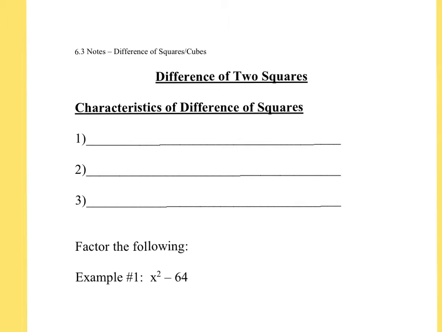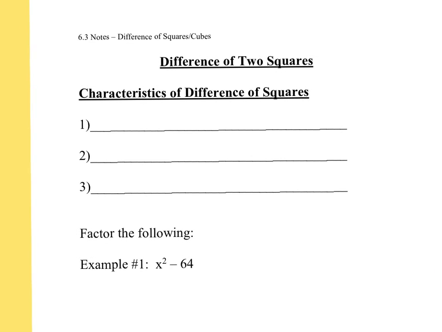Okay, so we're going to be starting on 6.3 today. What it says at the top is difference of squares, difference of cubes. We're actually just going to be doing difference of squares today. So 6.3 is actually going to take 2 separate days instead of 1, especially since we had this quiz thrown in there today. So today shouldn't be too bad. We'll go ahead and get started.